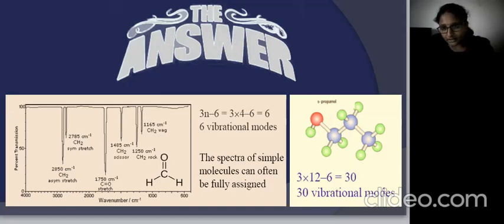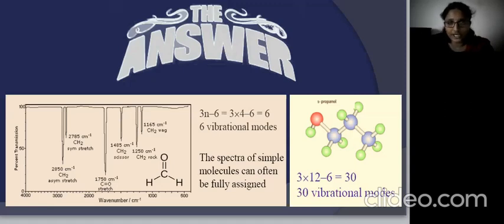And you come to the other molecule, that is 1-propanol. This is also a non-linear molecule, so you have to apply the formula 3n minus 6 to calculate the vibrational modes. The number of atoms present in 1-propanol is 12. So 3 into 12 minus 6 is 30. So you can observe 30 vibrational modes.